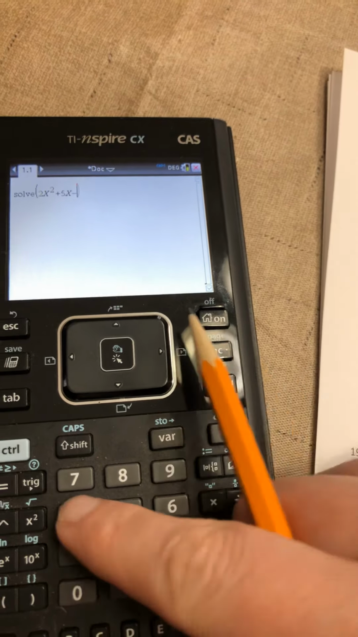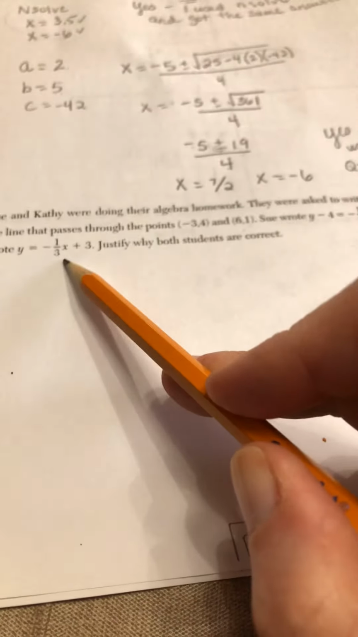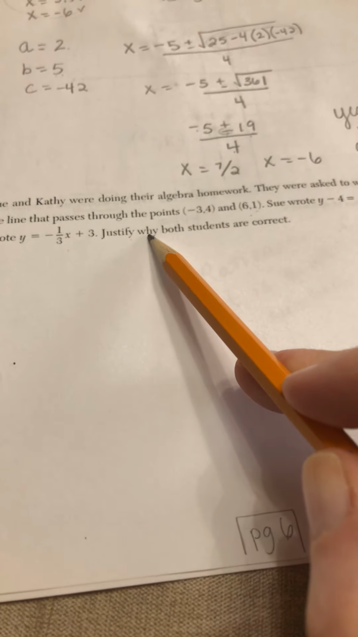All right, number 19, Sue and Kathy. They're doing their algebra. They were asked to write the equation of a line that passes through these 2 points. Sue wrote this equation. And Kathy wrote this equation. Justify why both students are correct.